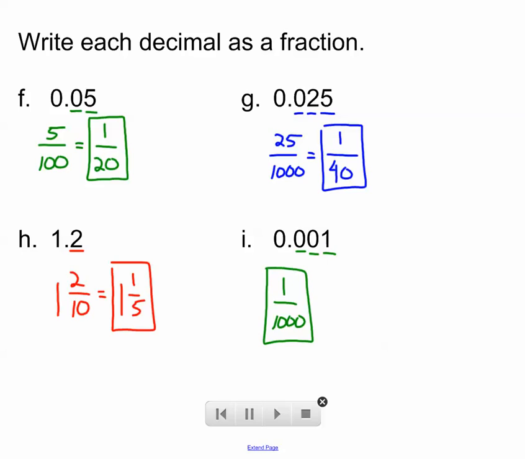So the key thing here is determine what place the decimal part goes out to. That'll be your denominator. Simplify if possible. Don't forget whole numbers.